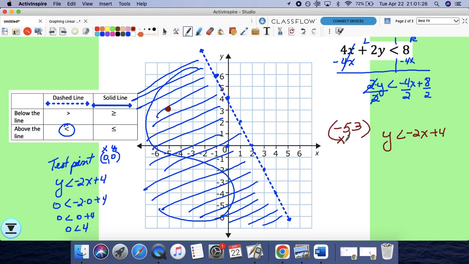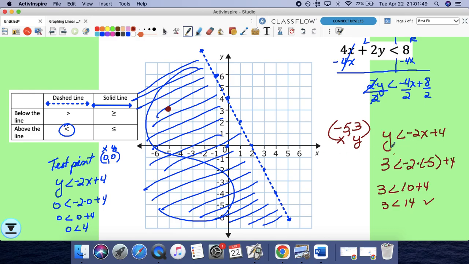So remember, the first coordinate is x, the second is y, so we get 3 less than -2 times -5 plus 4. 3 less than -2 times -5 is +10 plus 4. And 3 is less than 14, which is a true statement. So notice that this point also works to satisfy my inequality.